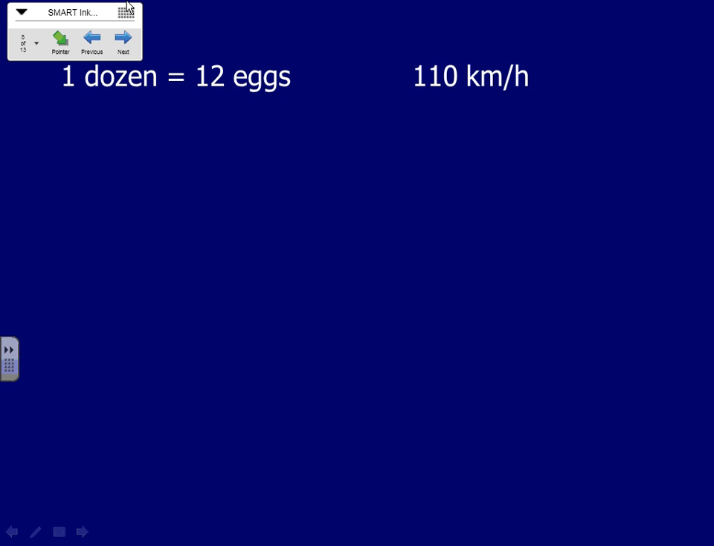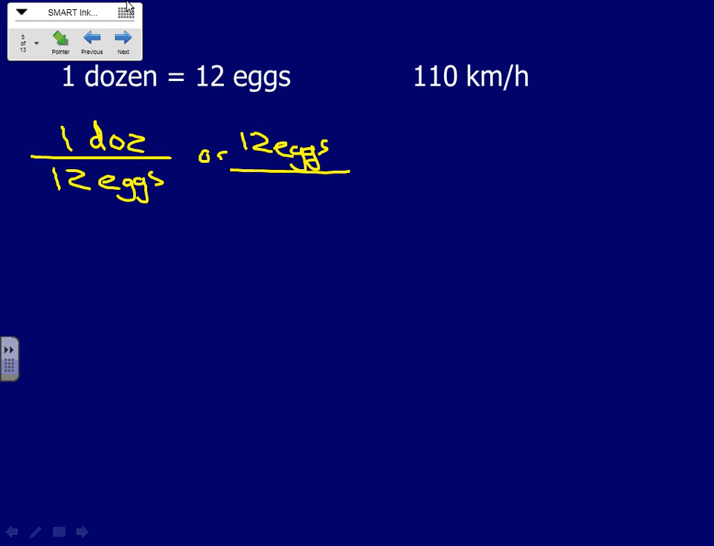The possible conversion factors for 1 dozen equals 12 eggs look like this. 1 dozen per every 12 eggs. You will write that down. So all I've done is I've taken the equality and I've made a fraction out of it. I keep the units in it. Now there's another way I could have written this down. I could have written this down as 12 eggs in each dozen, and they both mean the same thing. All I've done is flipped it over, okay?